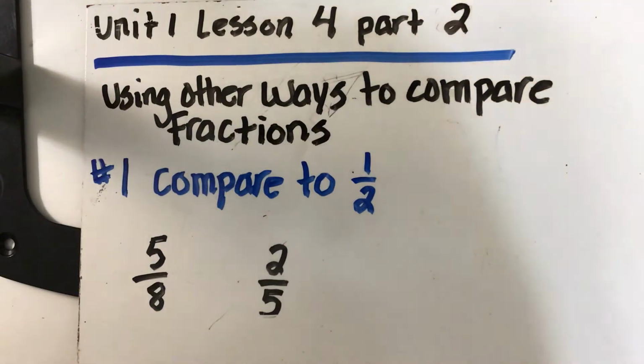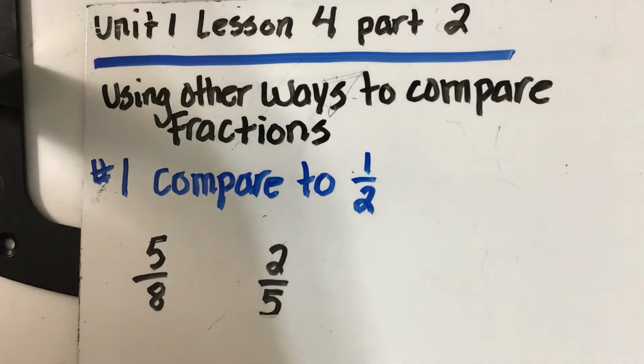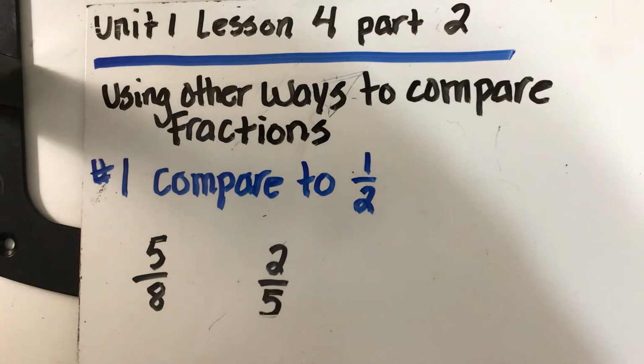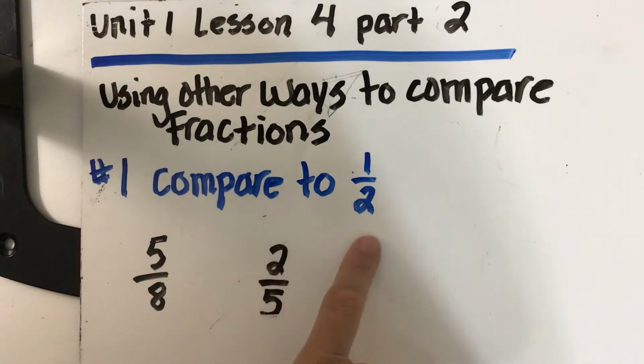This is Unit 1, Lesson 4, Part 2. We're going to look at other ways that we can compare fractions. We can always change the fractions to common denominators and do an equal comparison of the numerators, but sometimes there's a more simple logical way to do it depending on the fraction. So the first way I'll show you is by comparing the fractions to a half.